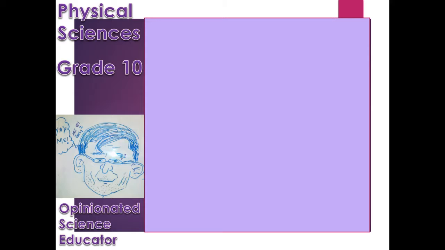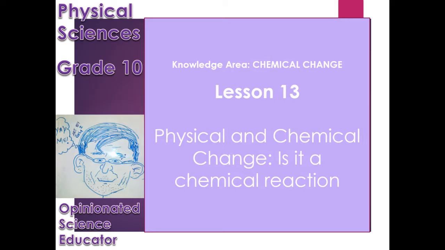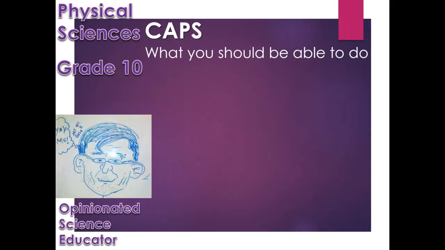Grade 10s, let's now start with the lesson. This lesson is again from the knowledge area Chemical Change. This is lesson 13, and we are looking at physical and chemical change. Is it a chemical reaction? You have to be able to identify if something is a chemical reaction.